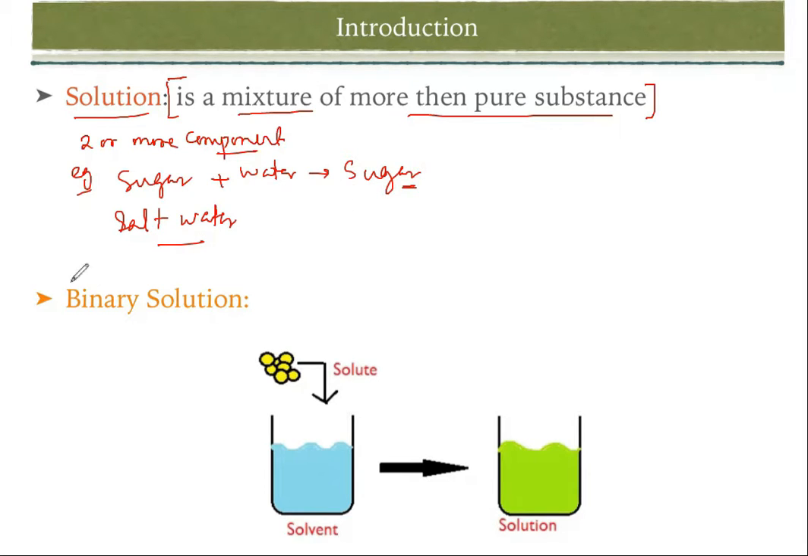Our basic concern will be a binary solution. So what is a binary solution? The solution where two components are mixed. One component is the solute, another component is the solvent. If we mix these two, we are going to get the solution.